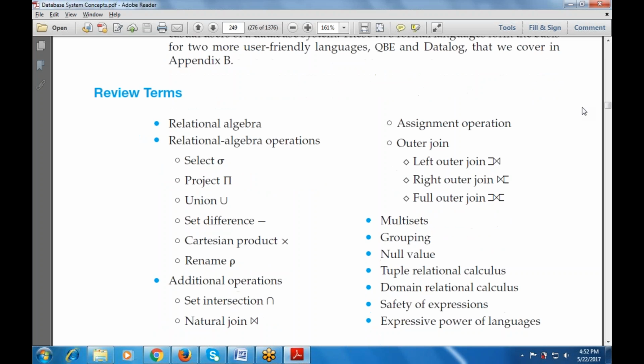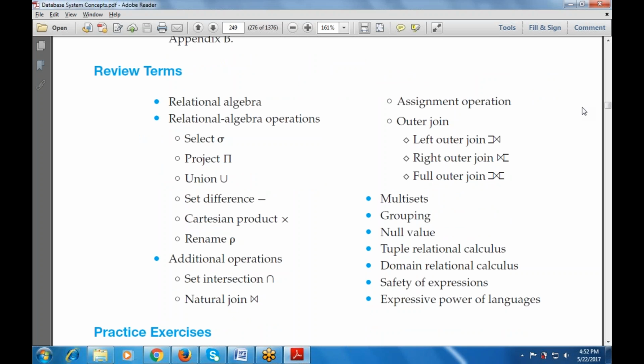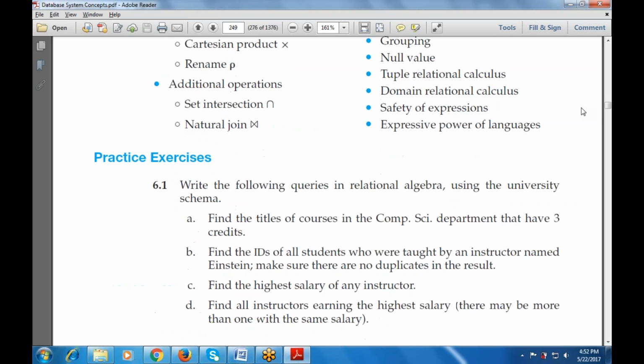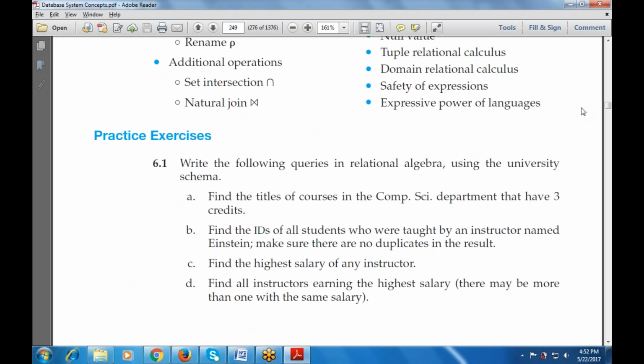Next are the additional operations: set intersection, natural join, assignment operation, outer join, left outer join, right outer join, and full outer join. Then multisets, grouping, null values, tuple relational calculus, domain relational calculus, then safety and the expressive power of the languages. The next part is the practical questions on the computer science department using relational algebra.